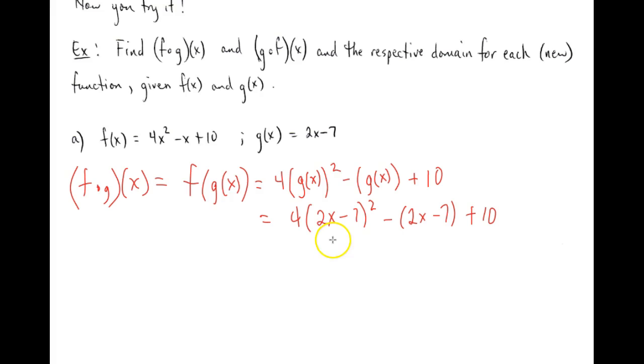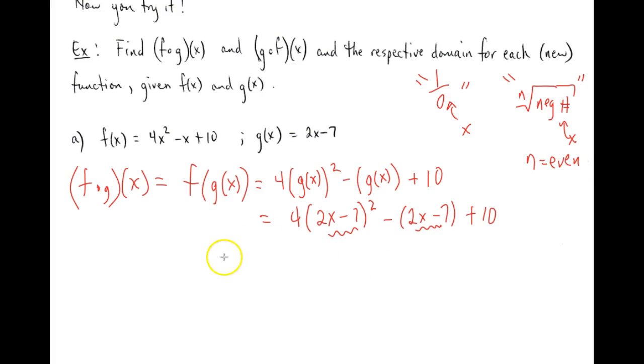Okay? So here and here are places where we look to see, do we have any restrictions on our domain? Since we do not have any case where we're plugging in an x value that will make us divide by 0, or a case where we're plugging in a number that will make us have a negative number under an even nth root, like square root, fourth root, sixth root, and so on, the domain of f of g is just going to be all real numbers.